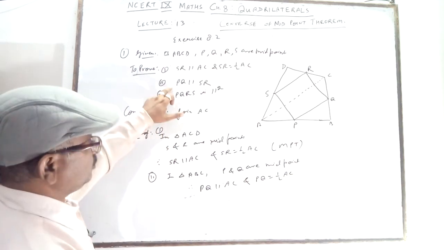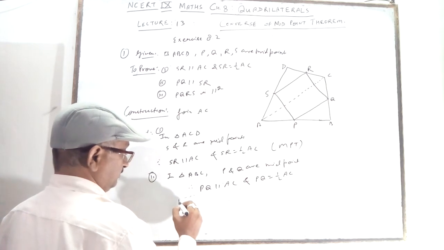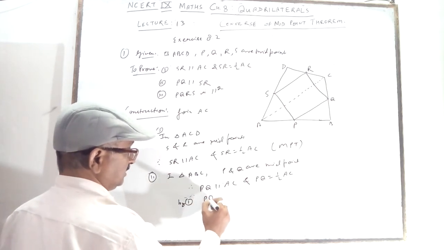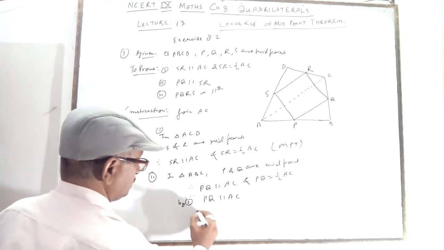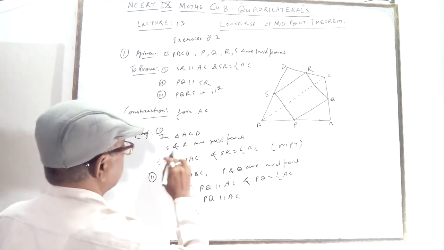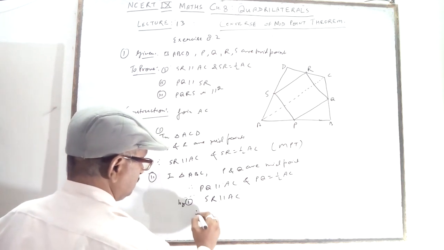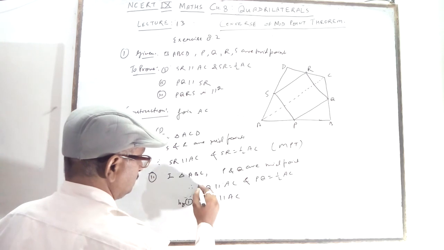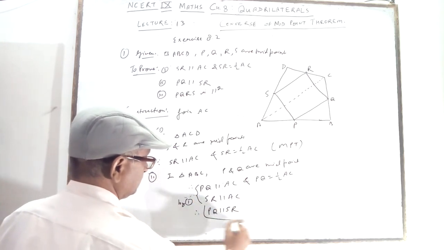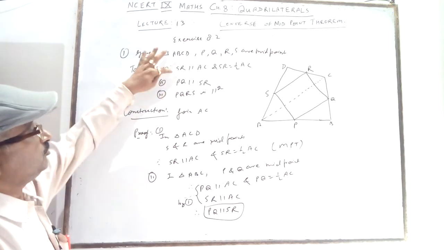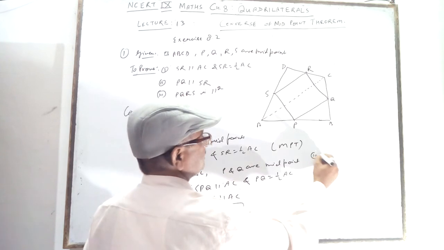You want to prove PQ is parallel to SR. Now, by the first proof, SR is parallel to AC, and PQ is also parallel to AC. So, you can prove by these two, PQ is parallel to SR. This is the first proof, second proof with the help of the other, and the third proof is given very simply.